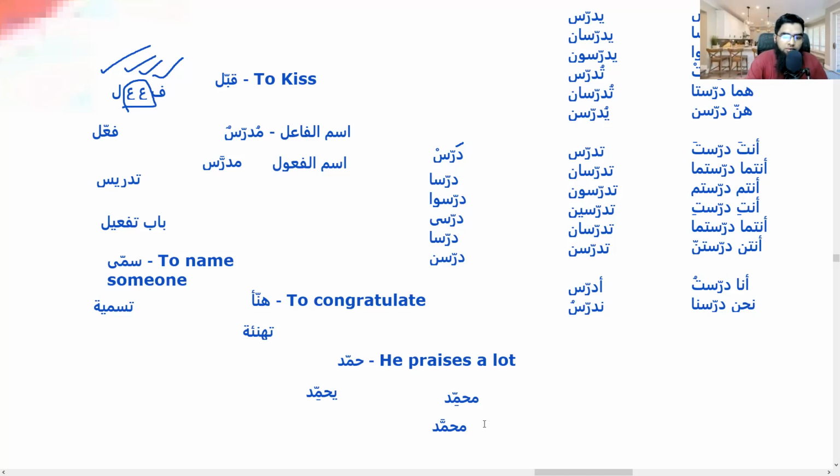And what's the masdar of Hammada yuhammidu? The verbal noun. Any idea? Masdar? Bab taf'il. So this will be tahmid. Tahmid, praising a lot. Tahmid.